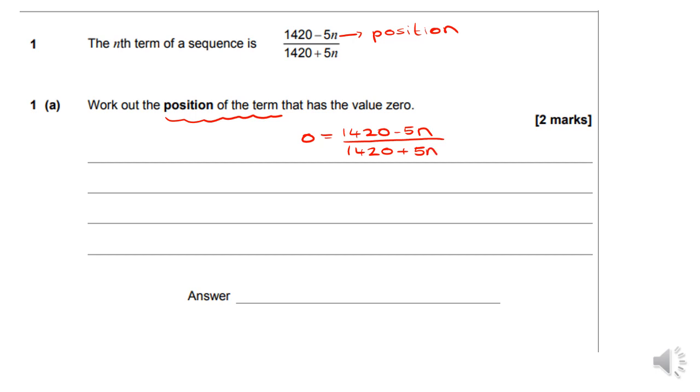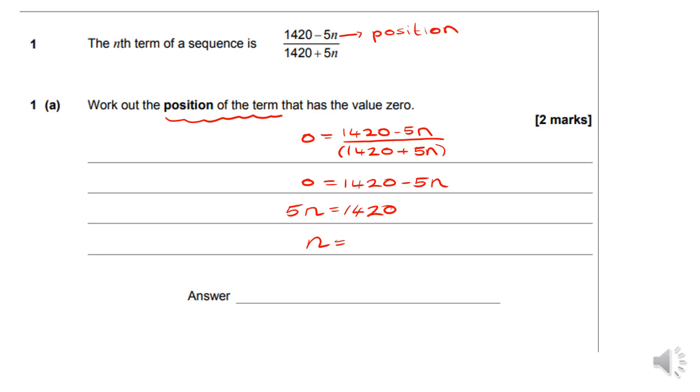Now, if you consider that denominator as a bracketed number, if you multiply that up, it's going to become 0. So if you times both sides by 1420 plus 5n, you just end up with 0 equals 1420 minus 5n. So you can add 5n to both sides. 5n equals 1420. You can divide by 5 and you get whatever you get.